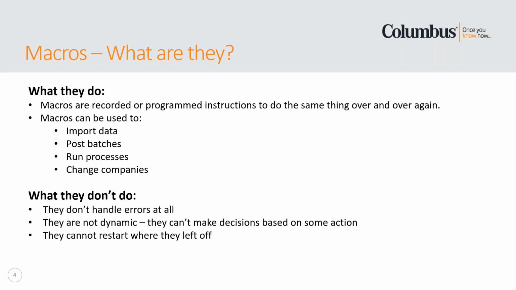First of all, they don't handle errors well at all. When something causes a macro error, it stops right there. It can't respond to the error and continue on. It stops. You now have to respond to the error, figure out what went wrong, go back into your macro, make the changes, and then continue on from there.